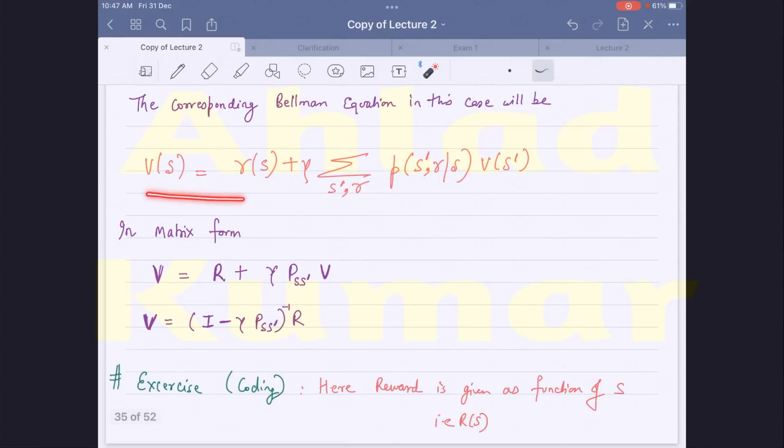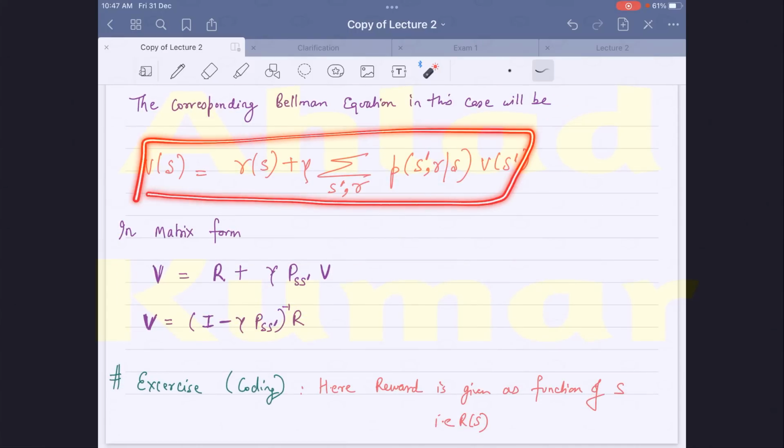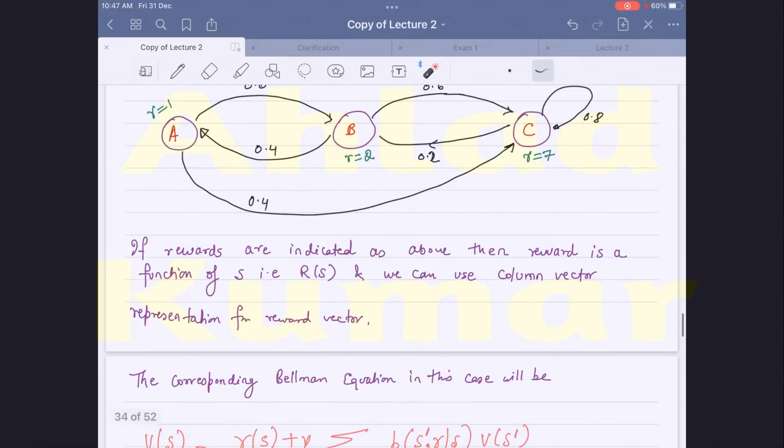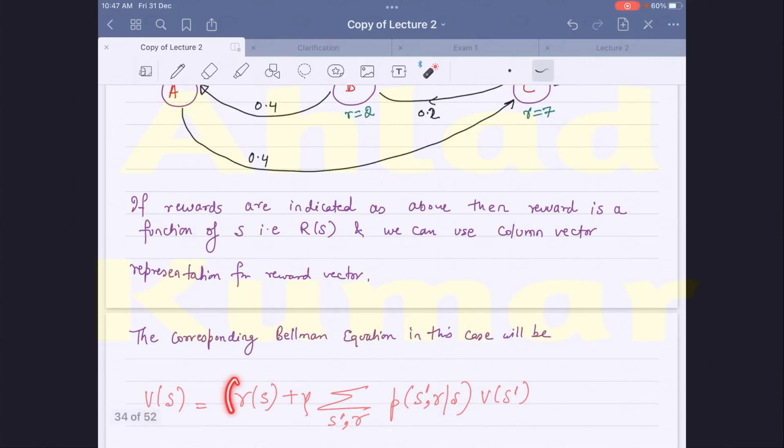So we can represent this particular equation, which is given over here, in matrix form as this. And here you can see we can similarly get the value function for all these states by using this equation, where we have taken this factor to the left side and then inverted this complete expression over here.